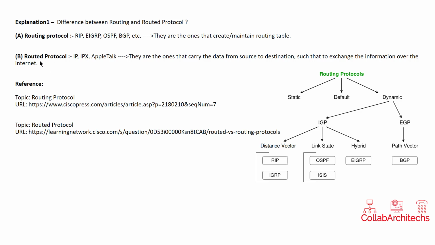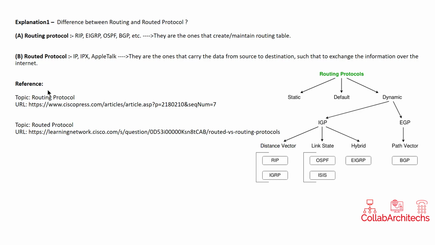Another we have is the routed protocol. What is a routed protocol? Routed protocols are IP, IPX, AppleTalk. Why are they called routed protocols? Because they are the ones that carry the data from source to destination, to exchange information over the internet. A routed protocol carries the data, just like IP. We use IP version 6 and IP version 4. These are routed protocols, because their job is to carry the data from source to destination.